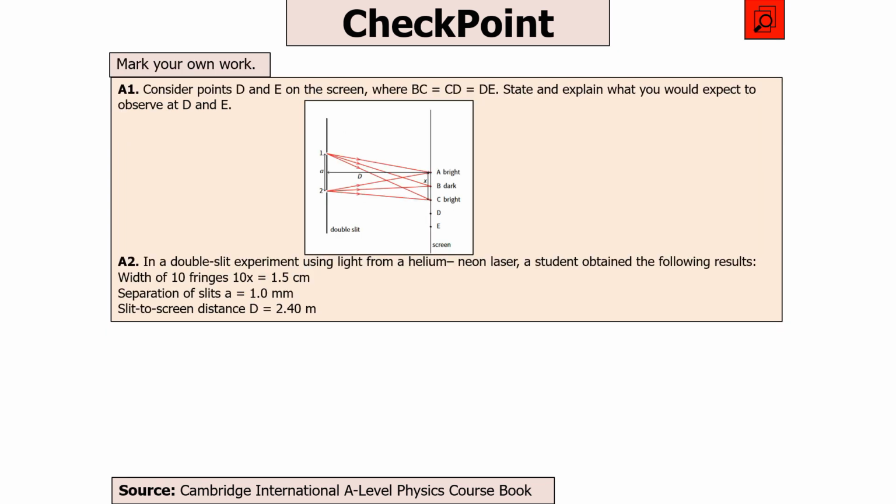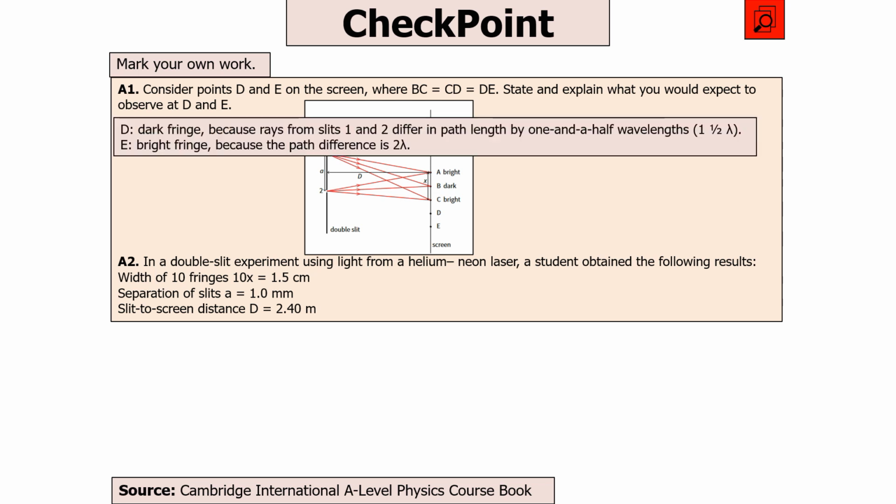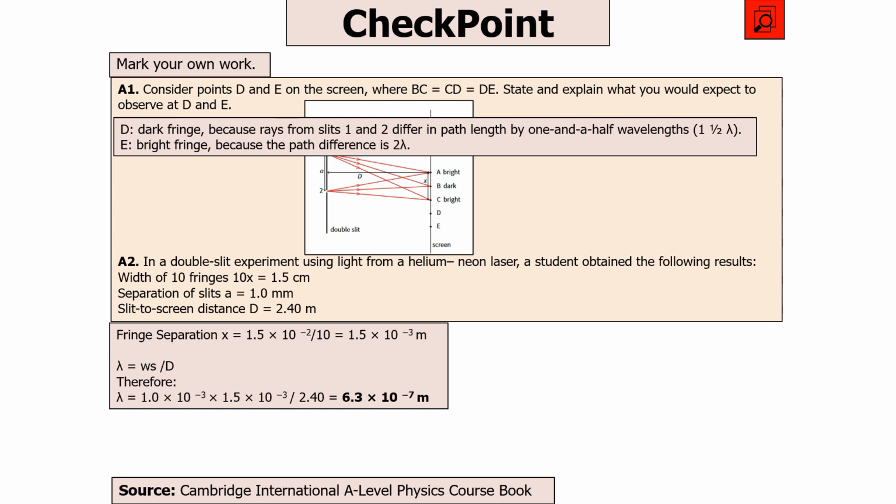Right, in this first one, you can see that D is going to be a dark fringe. Why is it going to be a dark fringe? Because you can see that the rays from slits 1 and 2 will have a path length difference of 1.5 wavelengths. And so when you've got a half wavelength difference between the two paths, it's going to be a dark fringe, whilst E has a path difference of 2 wavelengths, and when it's an integer difference, it's a bright fringe.